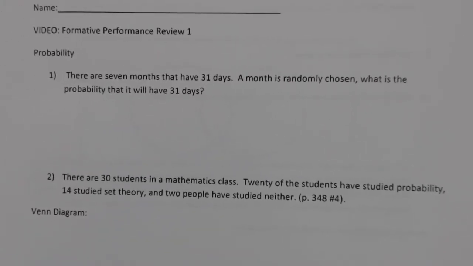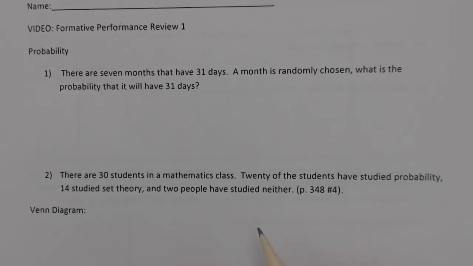Today we're going to be going over the Formative Performance Review 1. If you don't have a copy of this, it is on our Schoology page. If you open the Unit 3, Sets and Probability, it's the only document that's there. So you can print it out or even maybe have it on the screen. You can do half video and then the other half the actual problems.